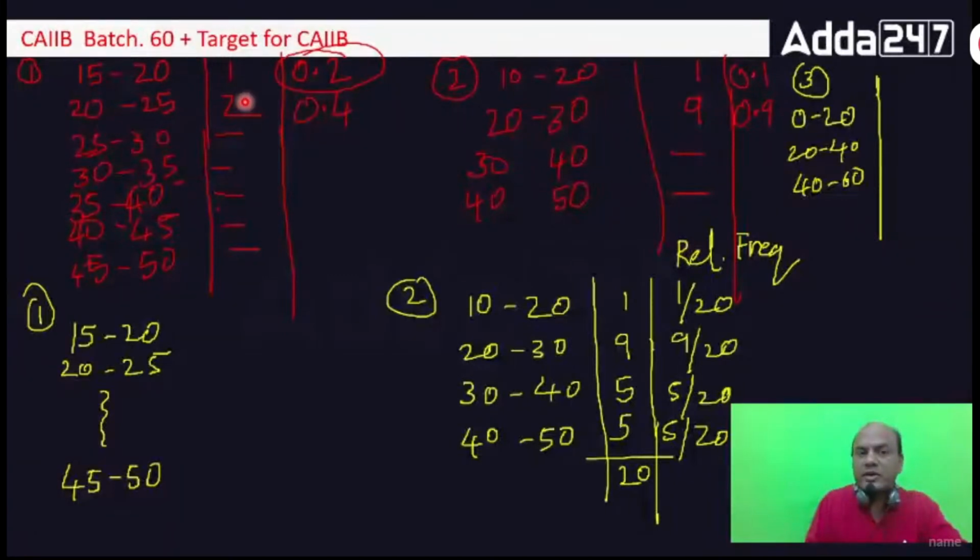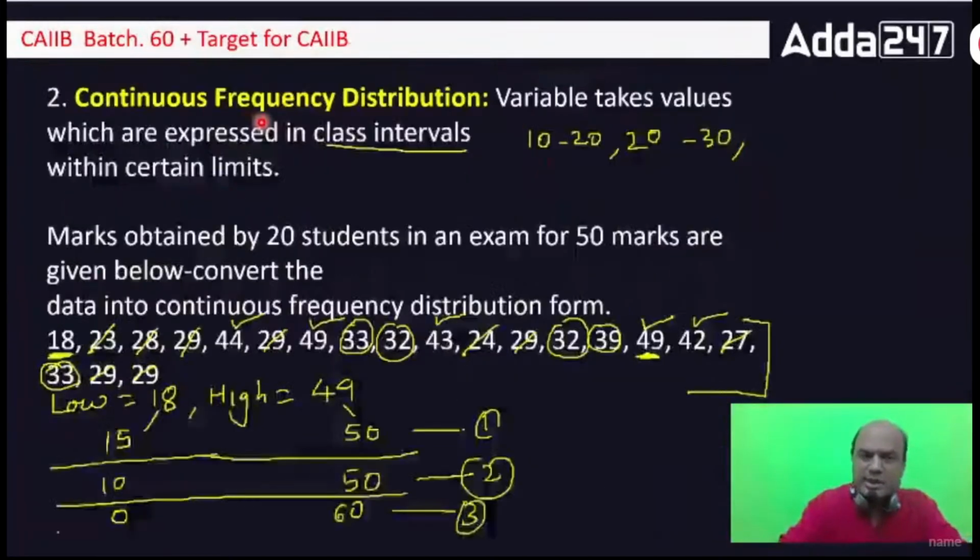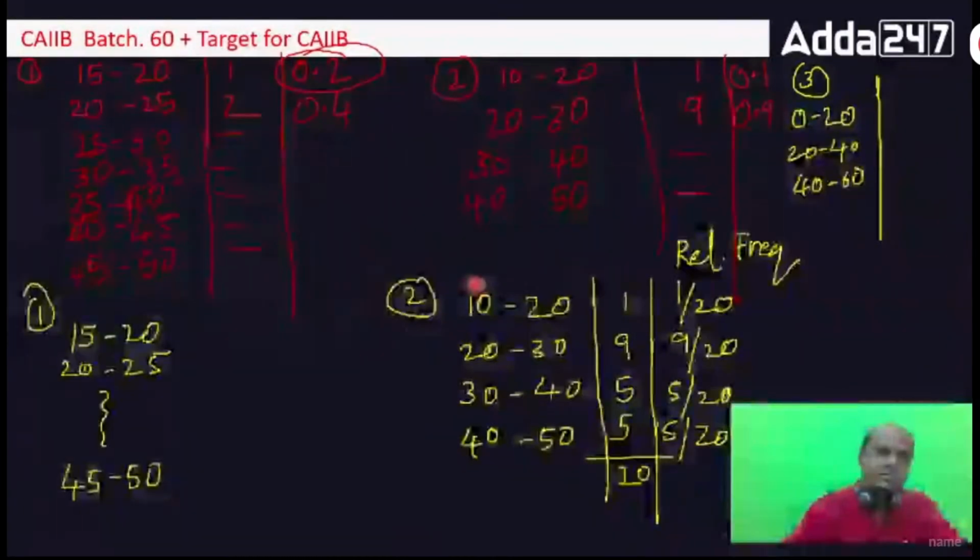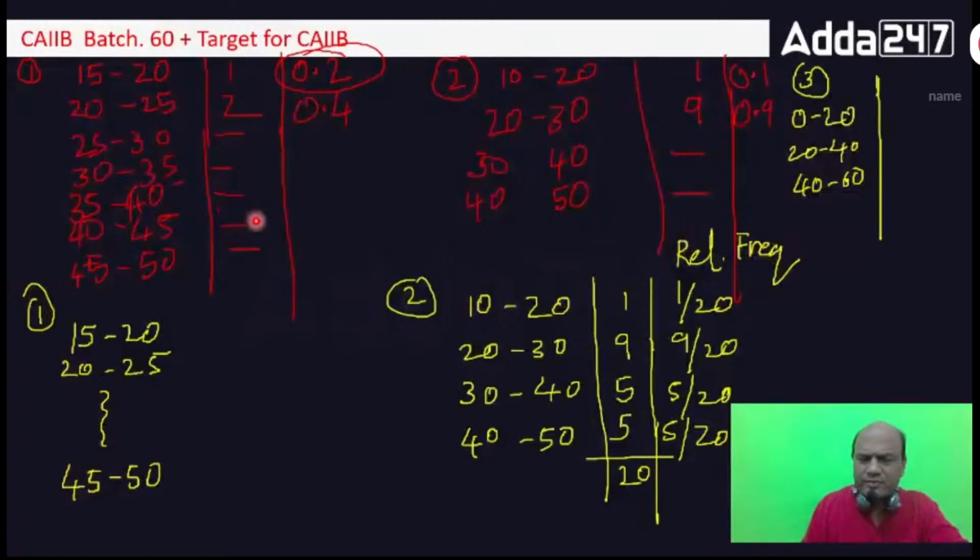Similarly, 20 to 25, there are some 2 numbers. Okay, now you understand this 23 over here and then 24 over here. Nothing, that much. 23 and 24. So write this 2. Okay. So you can go on writing. Okay. So this is a part of frequency distribution.